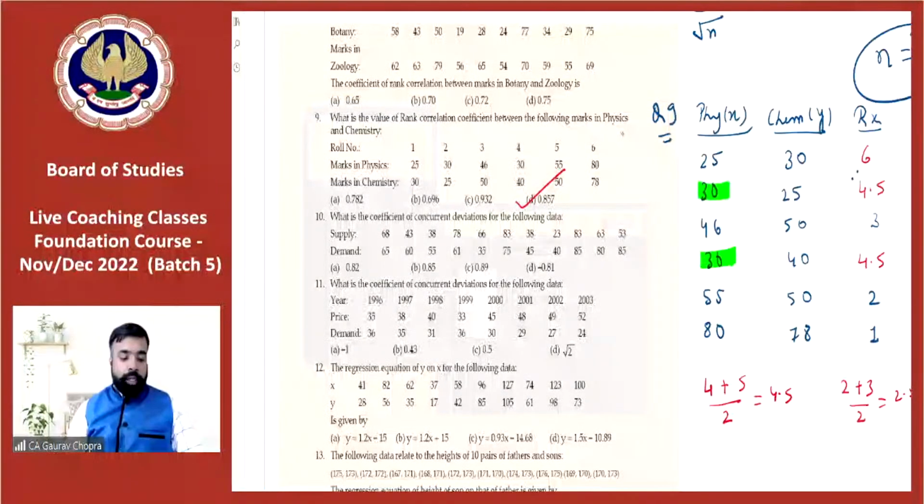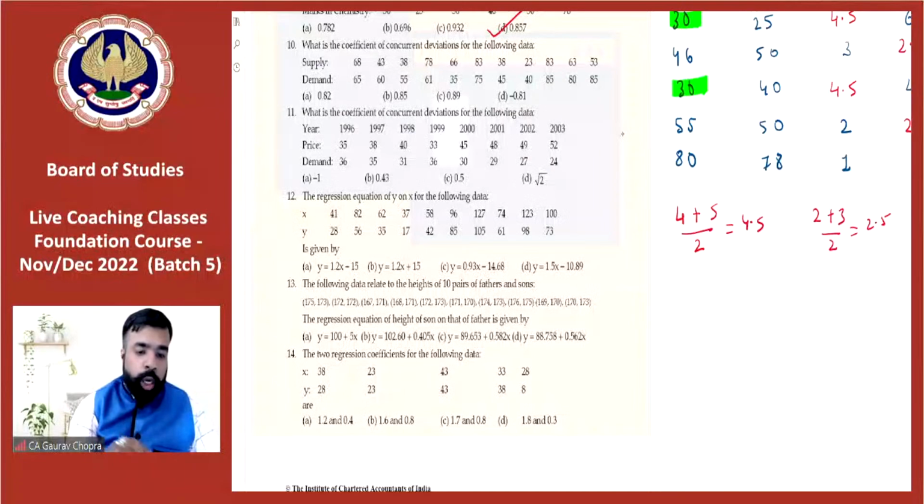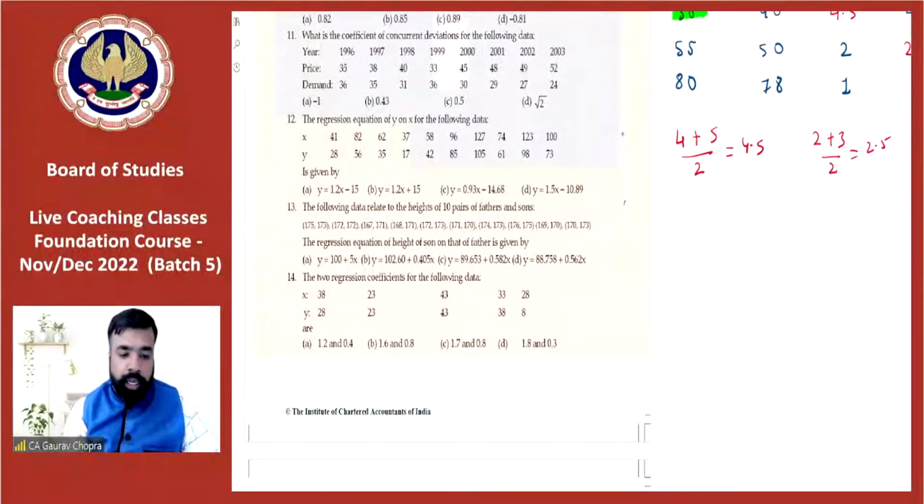Then the next one is concurrent deviation method. Now, concurrent deviation method, you are having question number 10 and 11. So they are similar. We can try one so that you can recall how we had done this. So let's try question number 11.